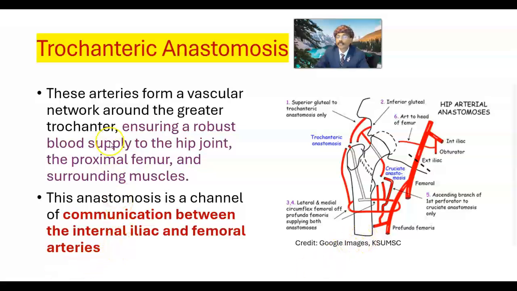So we got the trochanteric anastomosis. Here is the trochanteric anastomosis. Okay, we have the lateral and medial circumflex femoral arteries. They are coming from the profunda artery. And we have the trochanteric anastomosis and the cruciate anastomosis.